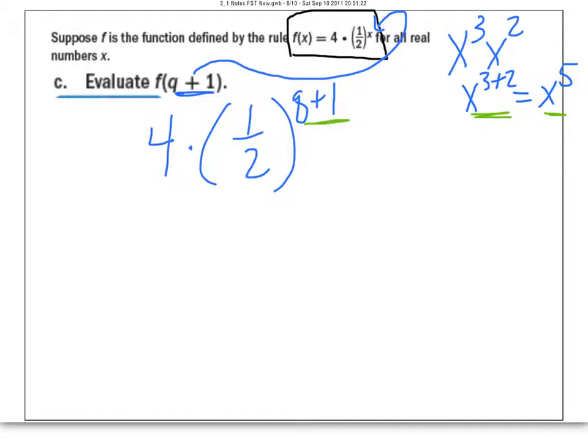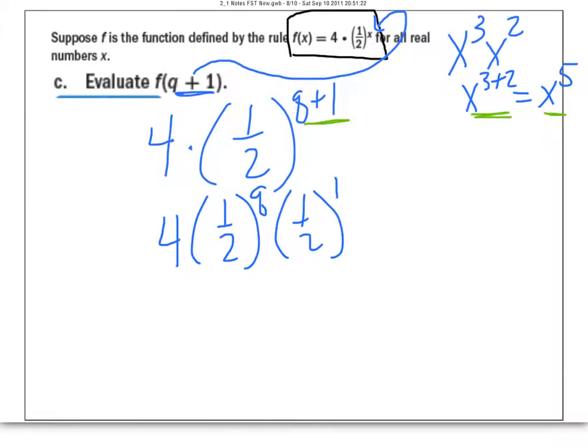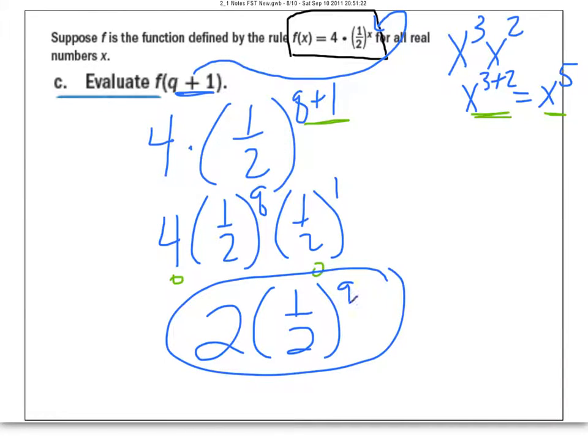So what they're going to do here for simplifying is they're going to do 4 times 1/2 to the q power times 1/2 to the 1st. Then they're going to say, wait a second, 4 times 1/2, that's the number 2, and then they're going to keep 1/2 to the q. And that's the answer.